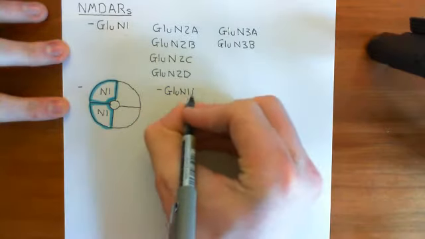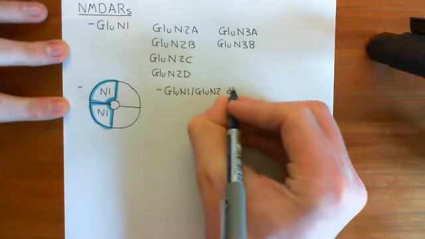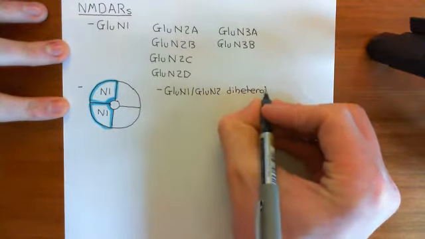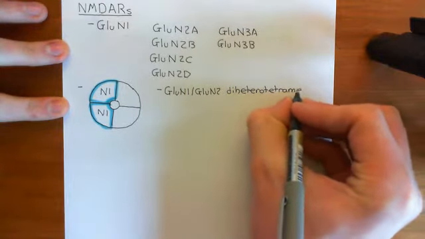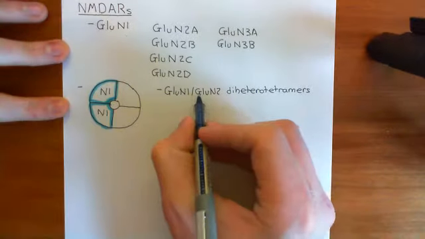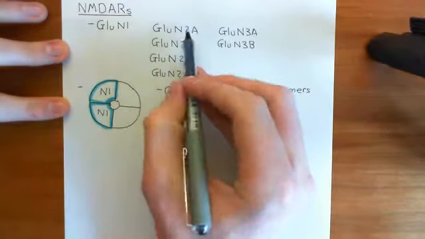Okay, so GluN1, GluN2, and this time they're going to be diheterotetramers. So remember what diheterotetramer means. It means that the tetramer is going to have 2 different subunits within it. Okay, 2 of them are already GluN1, so we've only got 1 subunit left to play with. Okay, and it's going to be a GluN2 subunit.